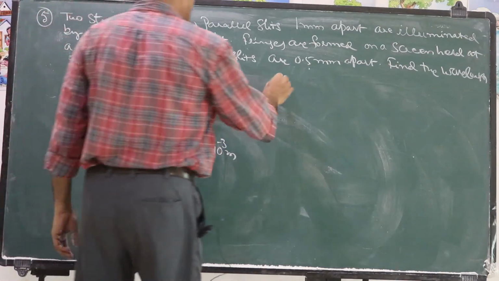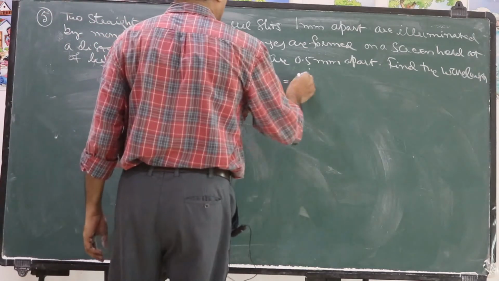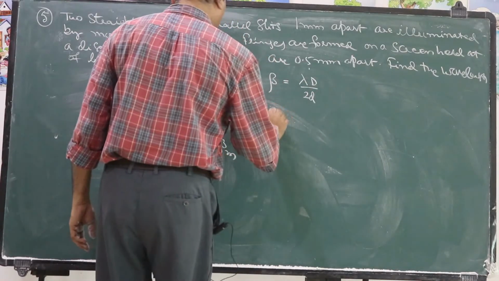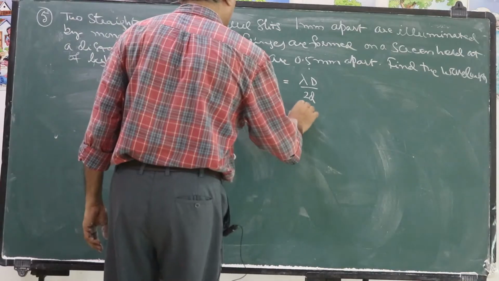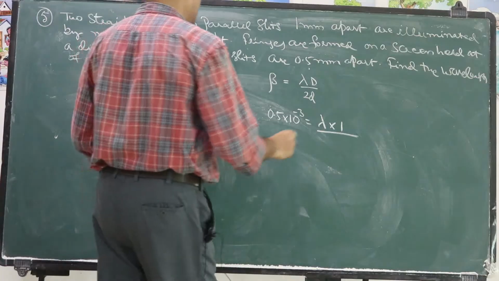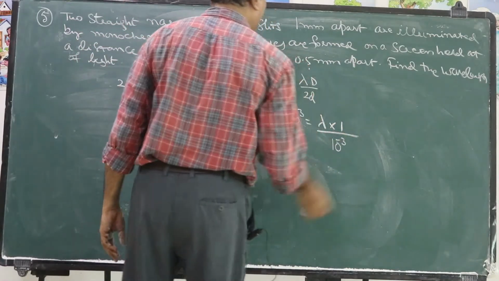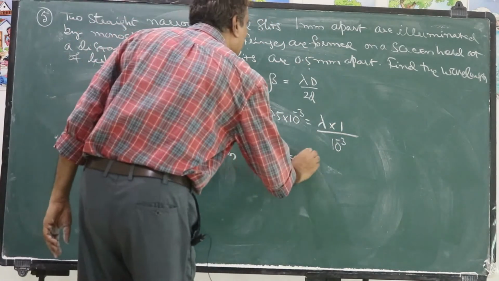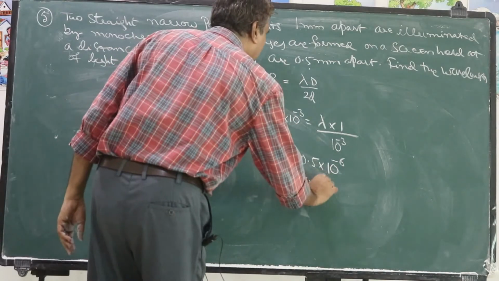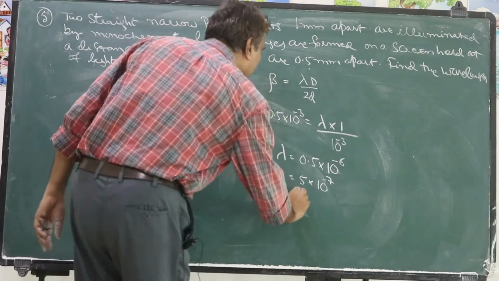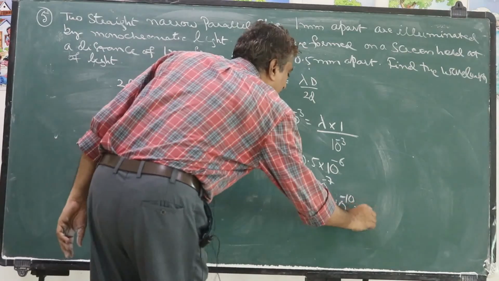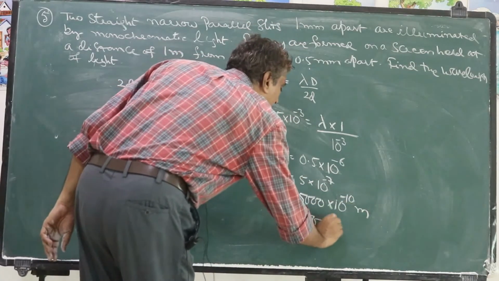So we have the formula: fringe width beta is equal to lambda D by 2d. So we can write 0.5 into 10 power minus 3 is equal to lambda into 1 by 2d, and 2d is 10 power minus 3. That is lambda is equal to 0.5 into 10 power minus 6. Now 5 into 10 power minus 7, that is 5000 into 10 power minus 10 meter, that is 5000 Angstrom.